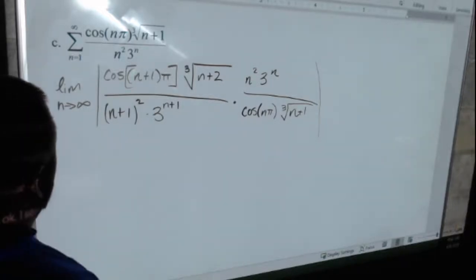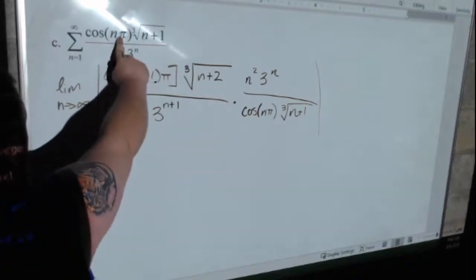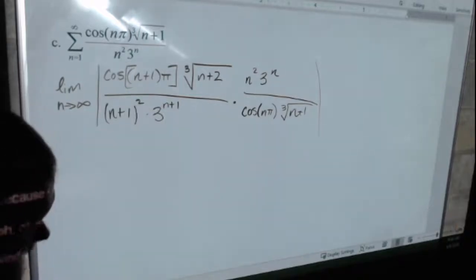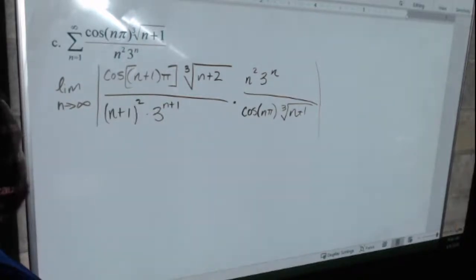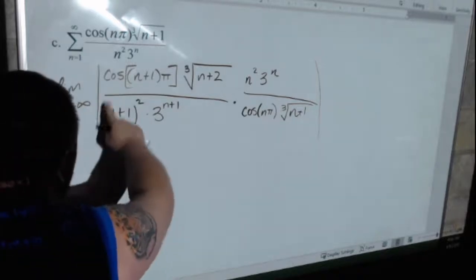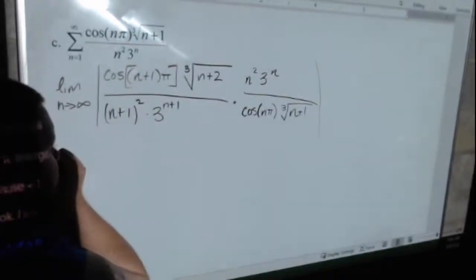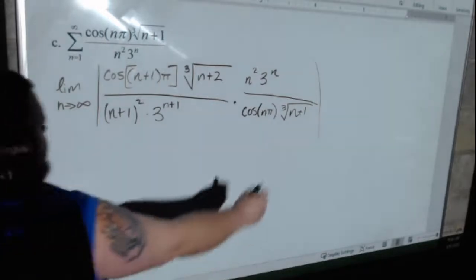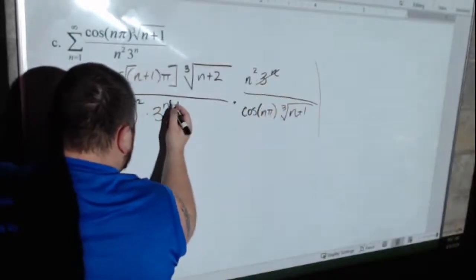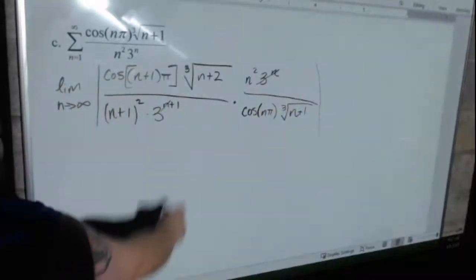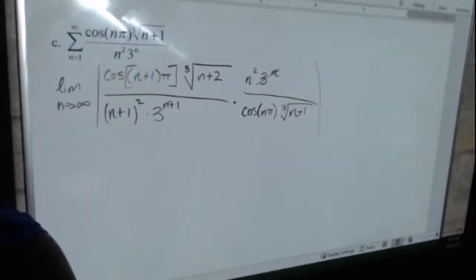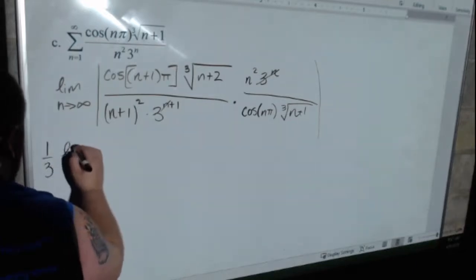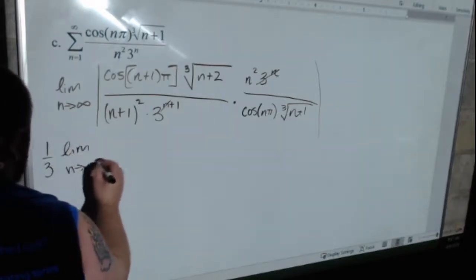All right, now cosine n pi and cosine n plus 1 pi will both alternate. So if I take the absolute value, these cosine terms will disappear. I can also get rid of 3 to the n and that n right there, leaving me with the 1/3. So I'm going to pull the 1/3 out in front. Still have the limit as n approaches infinity.